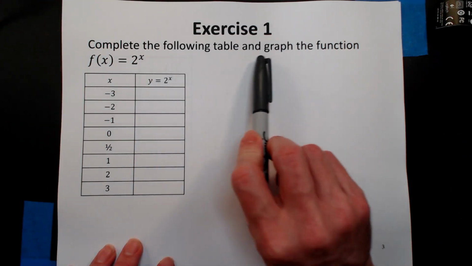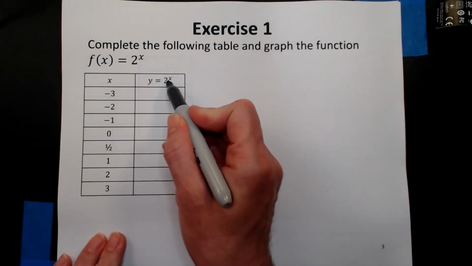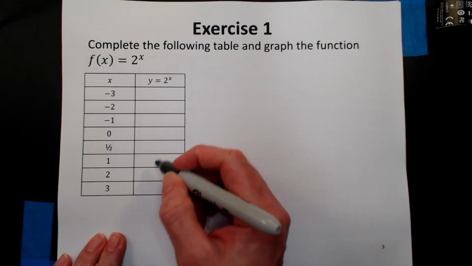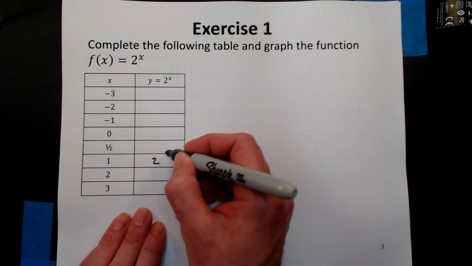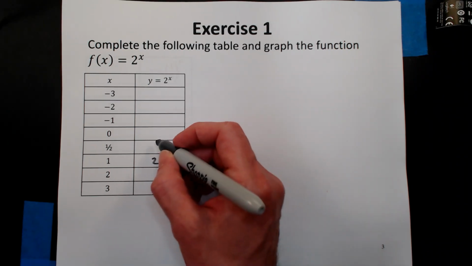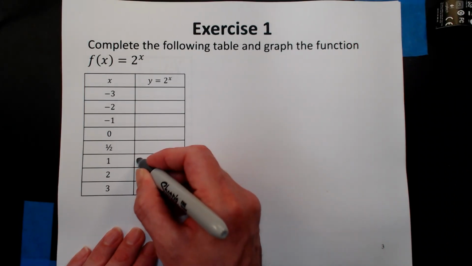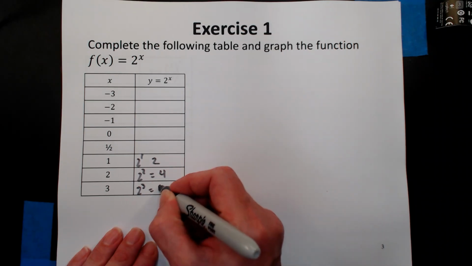All right. So complete the following table and graph the function. We're going to plug in some values for x into 2 to the x power. So we know what 2 to the first power is. That's just going to be 2. Then 2 to the second power would be 4. 2 to the third would be 8.